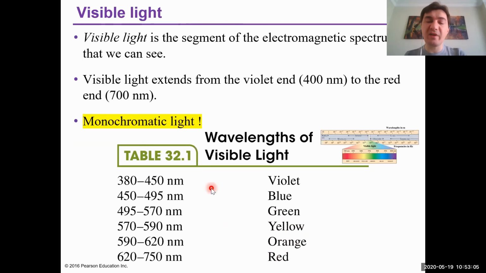But we have also another term, monochromatic light. What is the meaning of monochromatic? Mono means in Turkish tek.